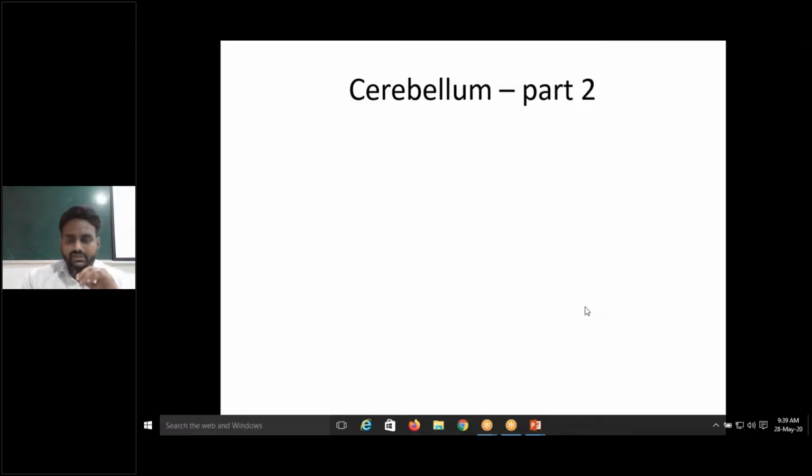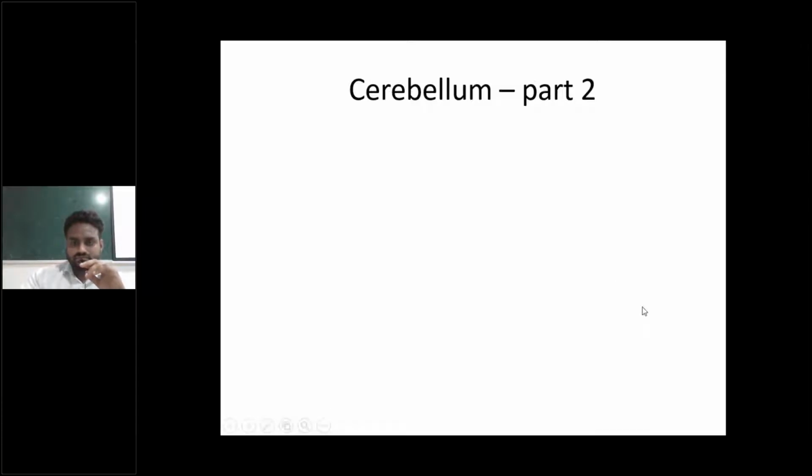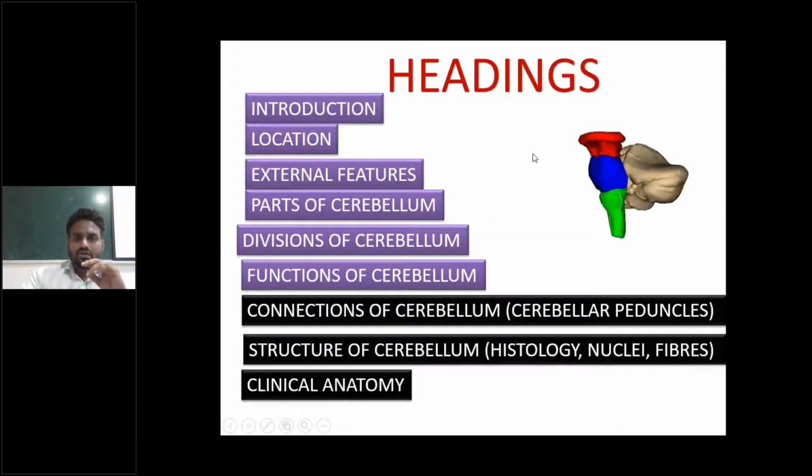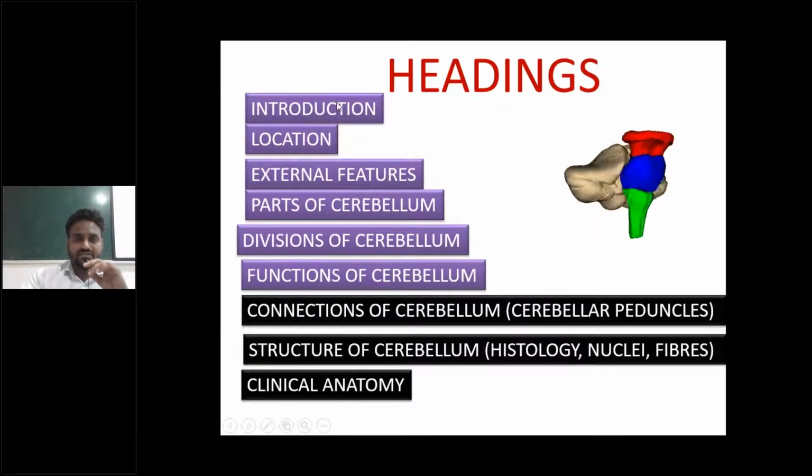Now I continue yesterday's class. So, cerebellum part 2. I hope you learned well yesterday. We continue that same topic, the remaining parts of the cerebellum. Usually we are following these headings. Under these headings, we are studying the cerebellum.